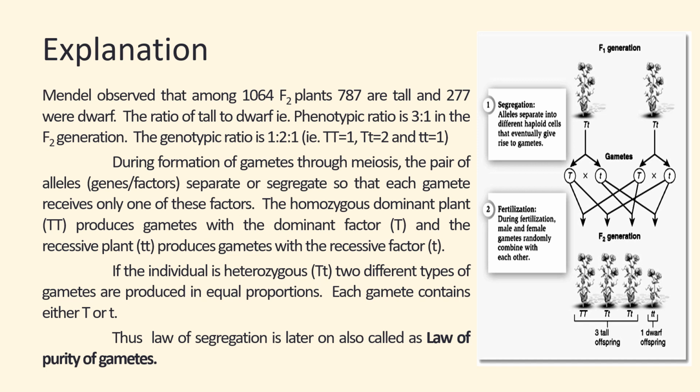You can see here this plant produces capital T and small t gametes, and this plant produces again the heterozygous capital T small t. And they cross together, they produce three tall offspring, that is phenotypically tall, capital T capital T, capital T small t, and one dwarf offspring, that is small t small t. The phenotypic ratio is 3 to 1, whereas the genotypic ratio is different, 1 to 2 to 1.